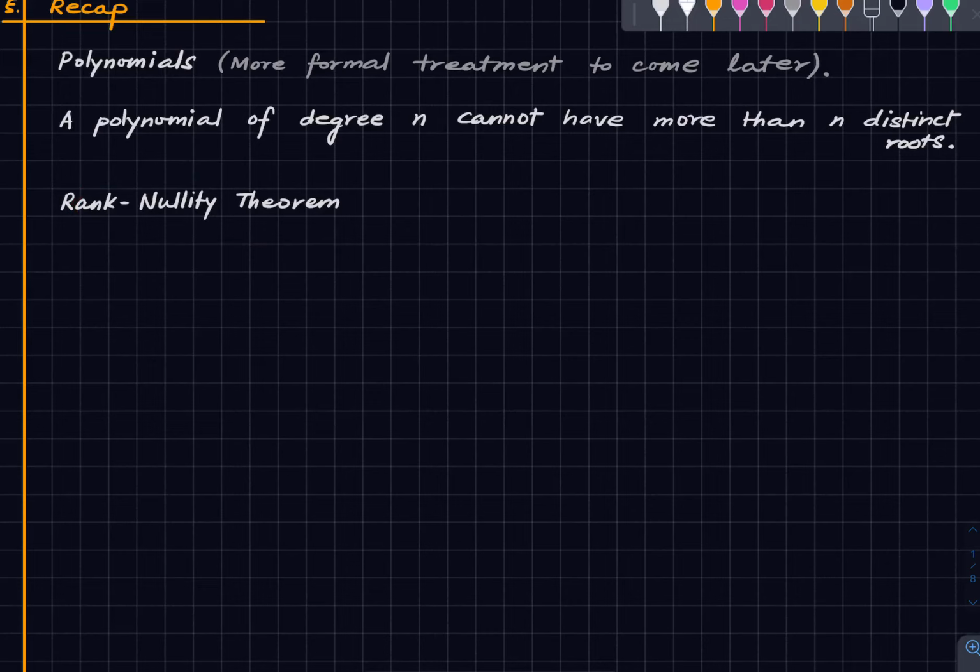Which says that if we have a linear map T, again, all the vector spaces are finite dimensional, then the dimension of the kernel of T plus the dimension of the image of T is equal to the dimension of the domain.